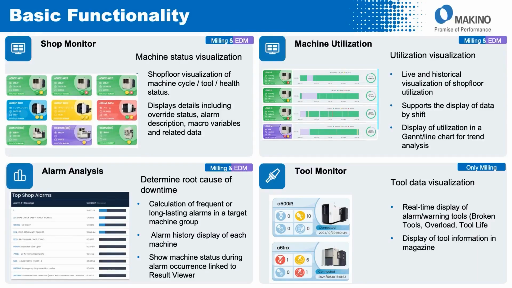Going through the modules of MAS-3i, Shop Monitor presents real-time status of the machine. Alarm Analysis analyzes the alarms that have happened on the machines. And Tool Monitor presents a live and historical view into the tool data. Machine Utilization presents data in two views, live and historical.